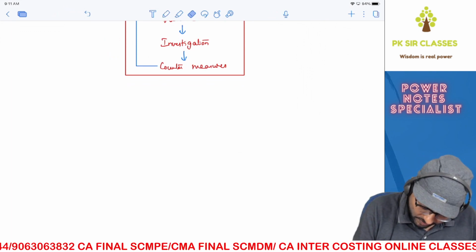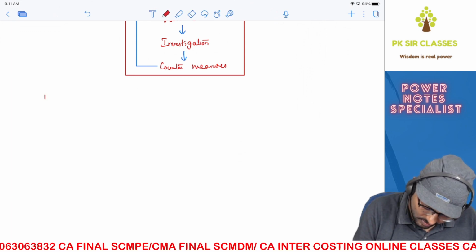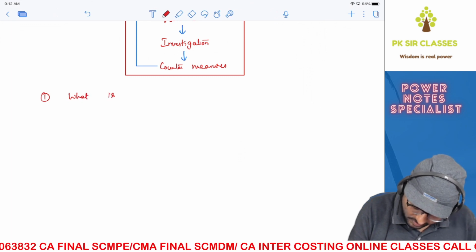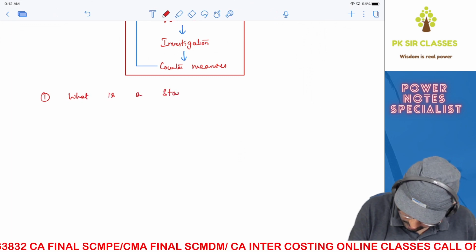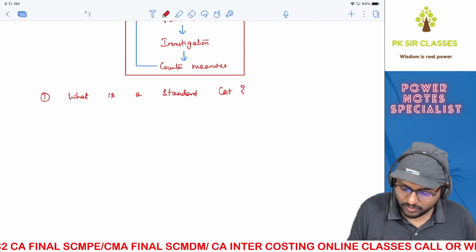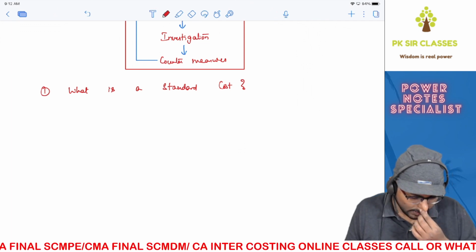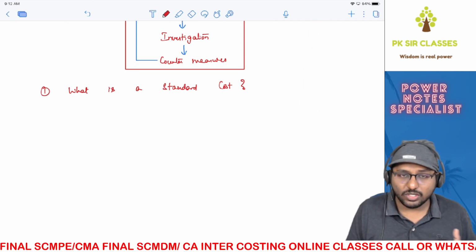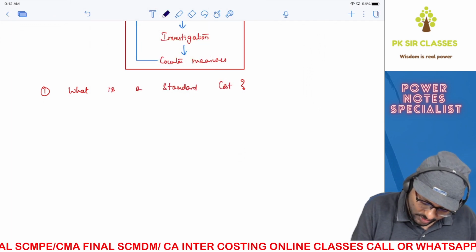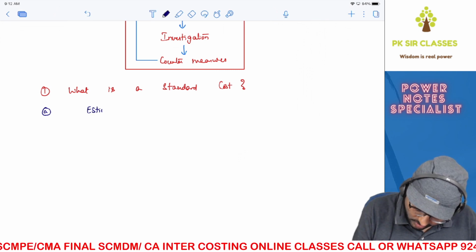First one. What is the standard cost? So we are quite frequently using these terms. We have seen it a lot in our inter as well. So what do you mean by standard cost first of all? What does it mean? So let's start with the basics first. So the standard cost basically means estimated unit cost.